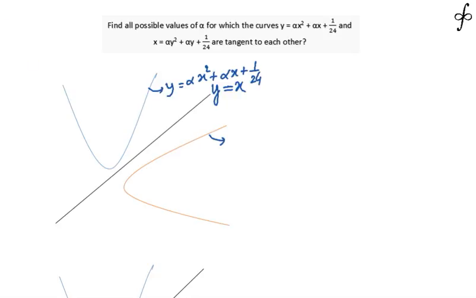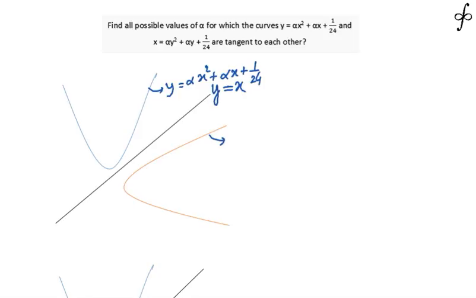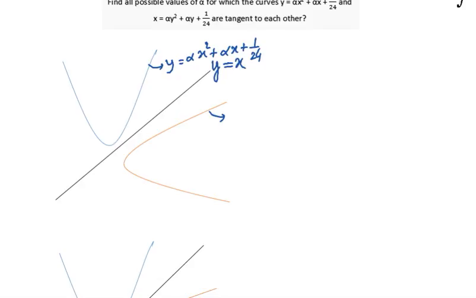So three possible cases may arise. The first case is that the first graph doesn't intersect the mirror line y equal to x. So if it doesn't intersect the mirror line y equal to x, automatically its mirror image will also not intersect the line y equal to x. So the two graphs will be separated from each other. Since they will not intersect, in this case there is no tangent possible to each of them. So the first case is an impossible case. They cannot have a common tangent to each other.